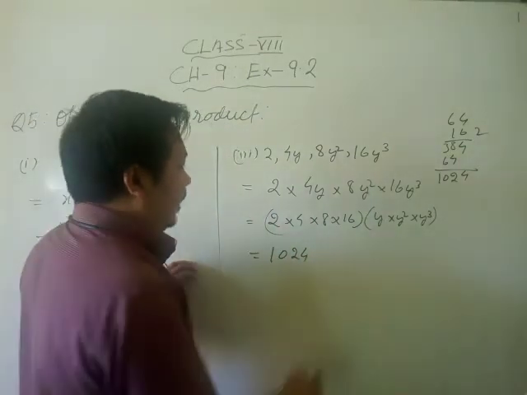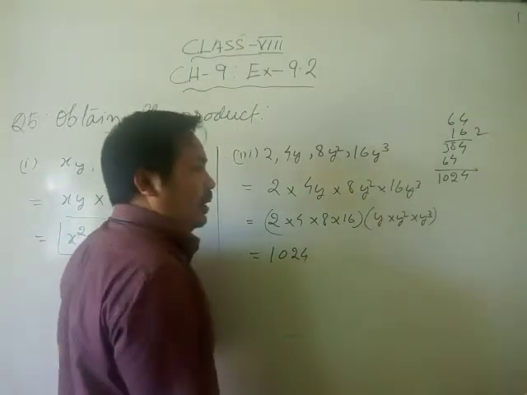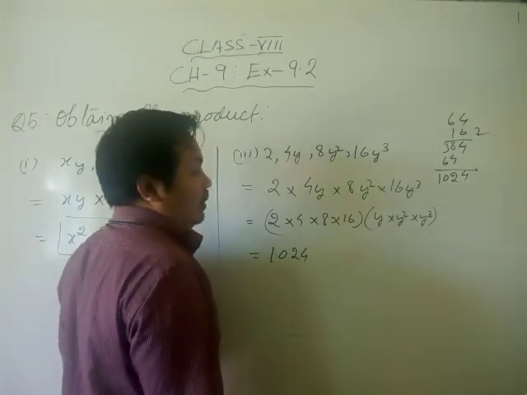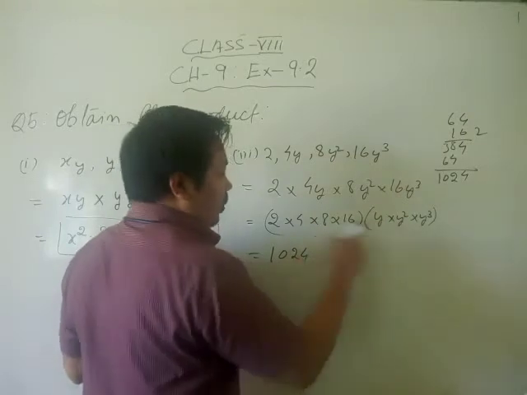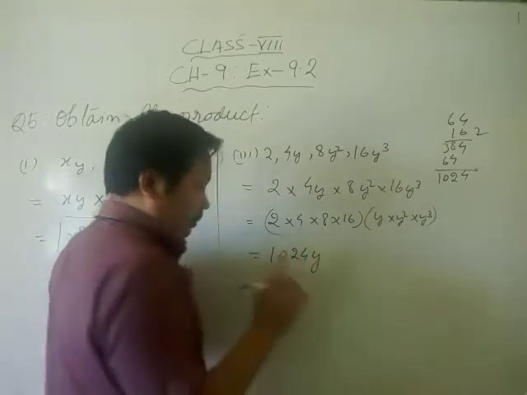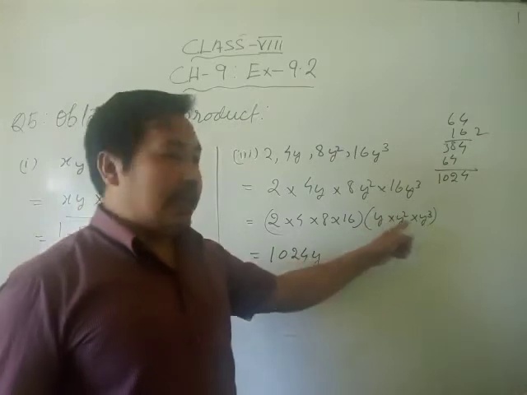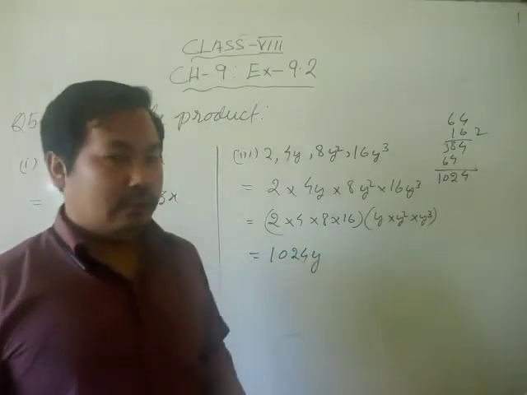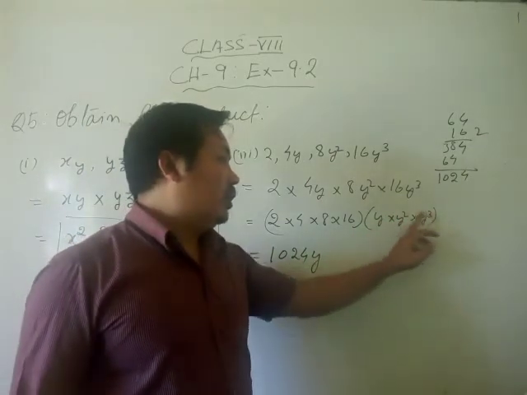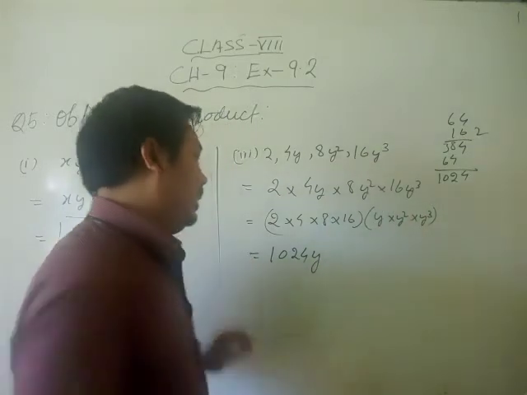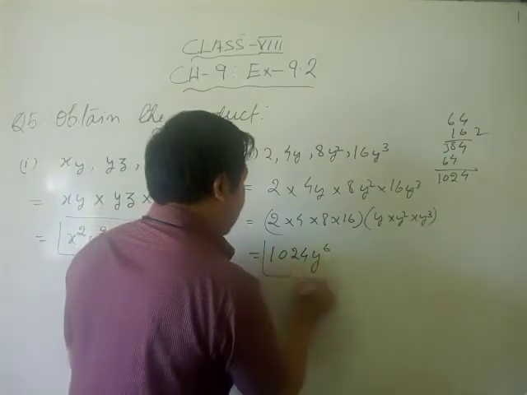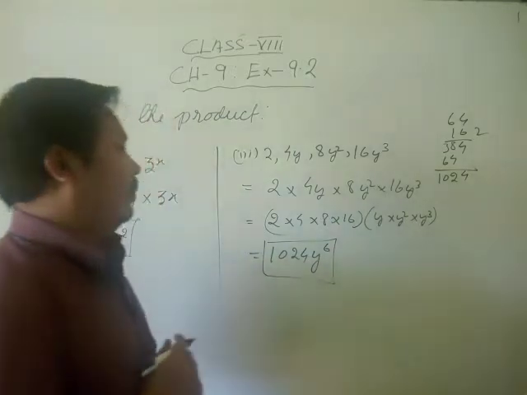Clear? Then the literal parts, or letter parts. See, all three are y, so take it once, but their powers are different, so their powers are to be added when we multiply them. 3 plus 2 is 5, 5 plus 1 is 6. So this is going to be the answer, the product of this.